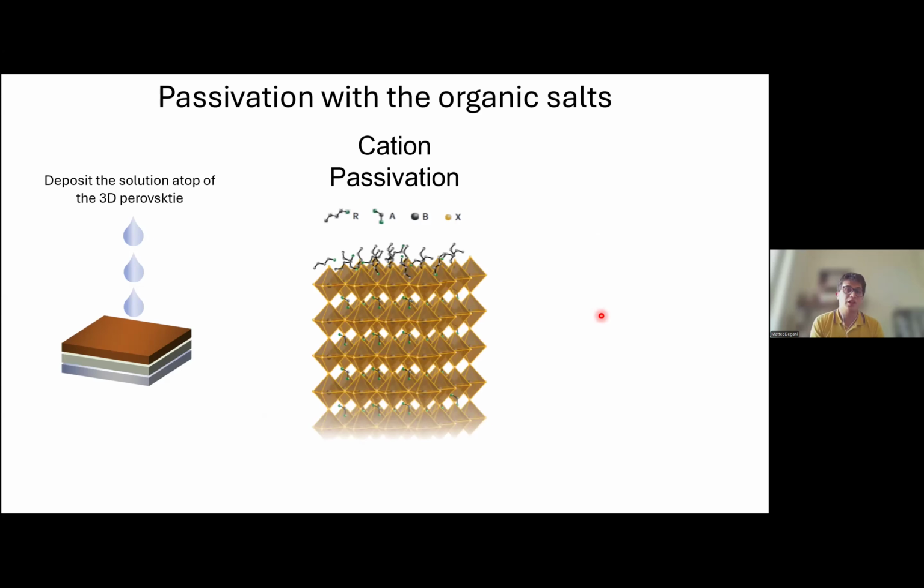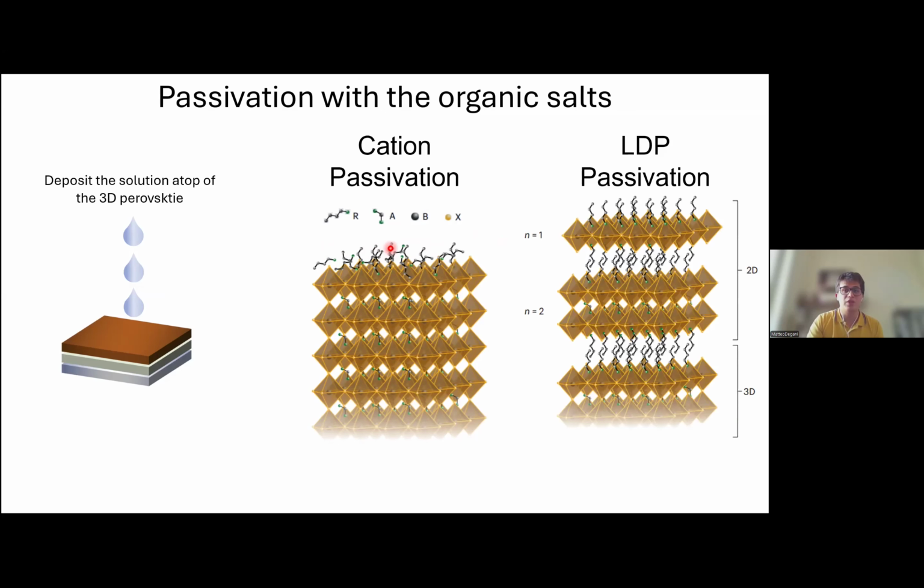The so-called cation or molecular passivation, where it is the salt itself that passivates the surface of the 3D perovskite. And so the beneficial effects are made without any formation of other materials.